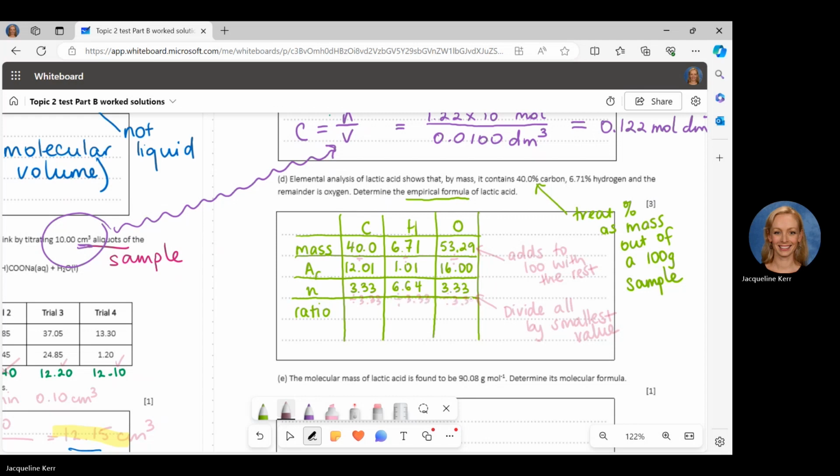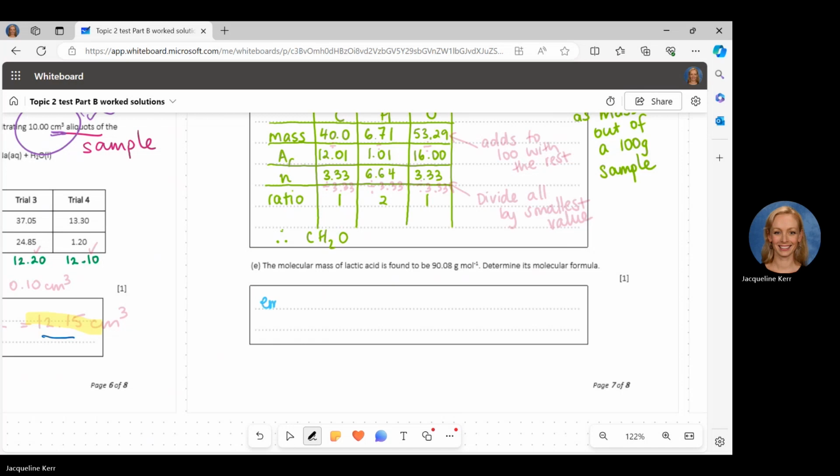And so we get a ratio then of 1 to 2 to 1 for our elements, which means our empirical formula is carbon. We don't need to write the 1. Hydrogen, we put the 2, and oxygen. So CH2O is our empirical formula. Now, our empirical formula, if we added together the masses of each of those elements, 1 lot of carbon, 2 lots of hydrogen, and 1 lot of oxygen, the empirical formula mass would be about 30.